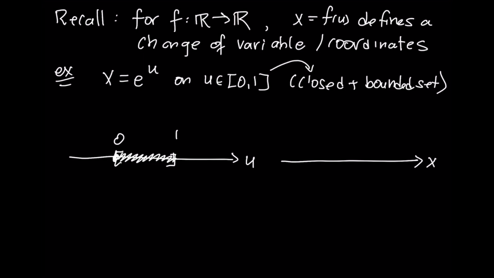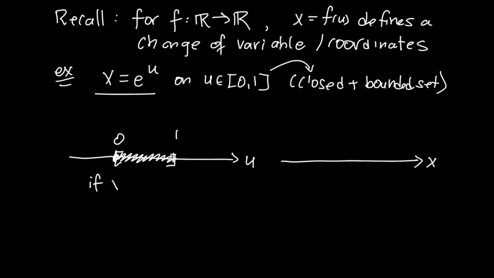Now recall that a single variable function defines what's called a change of variable or a change of coordinates. As a very simple example, let's take this function x equals e to the u. Now if I take the domain here to be the closed interval 0 to 1, this function or mapping takes those points in the interval and takes them to a new set of points on the real line.